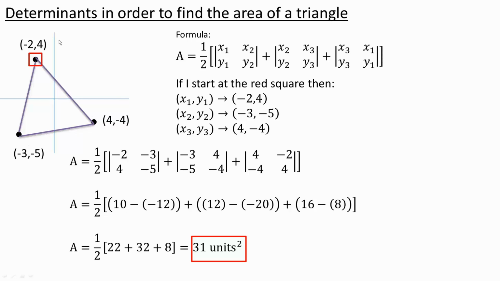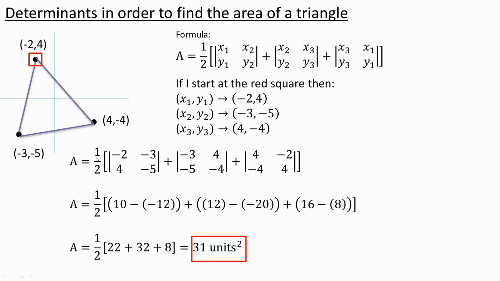So we have our point (-2, 4). And so x1, y1 will be -2, 4. And we have to go counterclockwise. So we will go in this direction, counterclockwise. So x2, y2 will be -3, -5, and x3, y3 will be 4, -4, and then we simply plug in here into this equation right here.